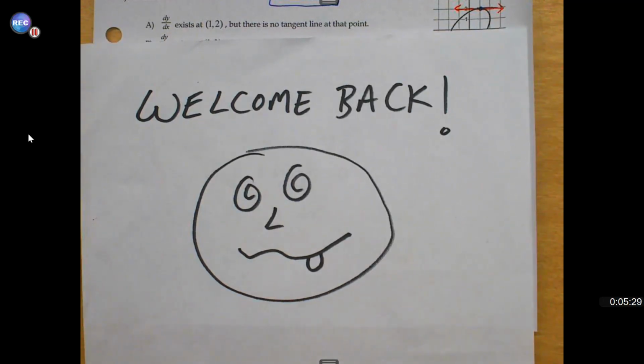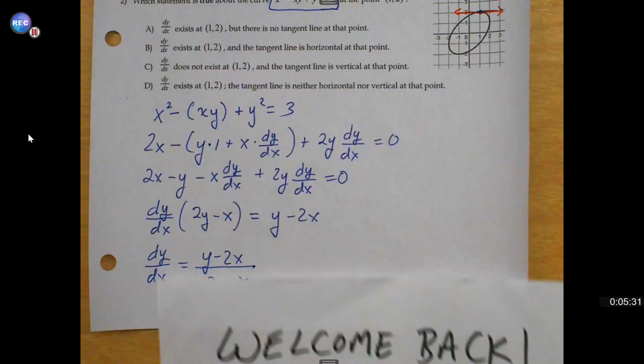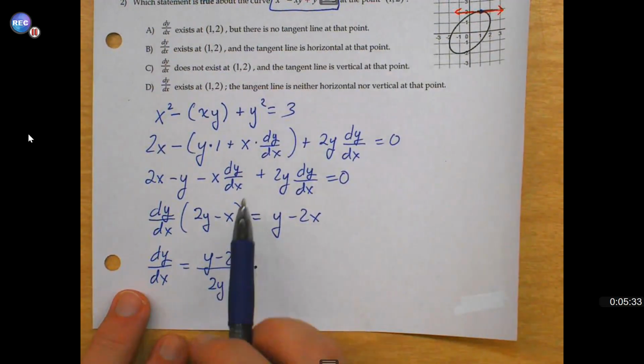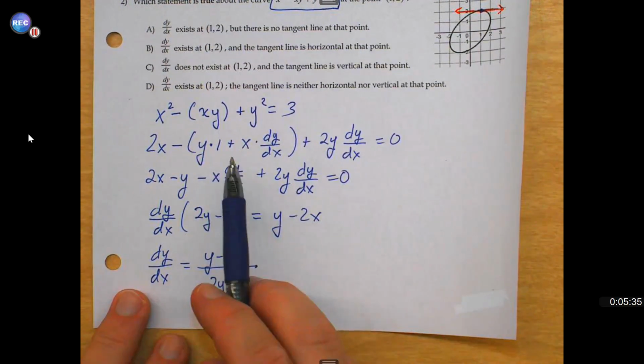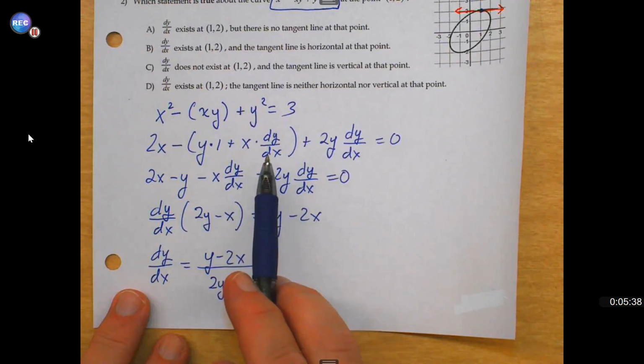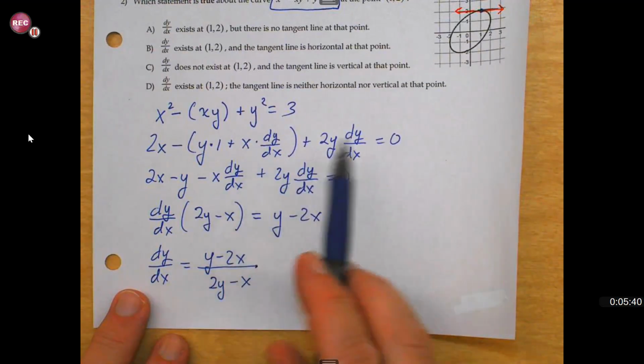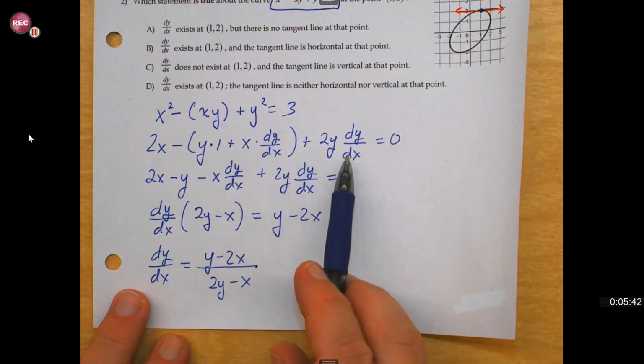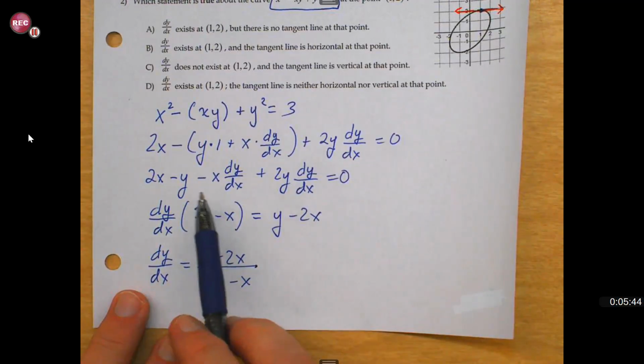All right, welcome back everybody. Hopefully you're able to come up with this answer. So like I said, I did do the product rule in the parentheses. This is here because of the implicit differentiation, and that is there because of implicit differentiation. So what did I do next?